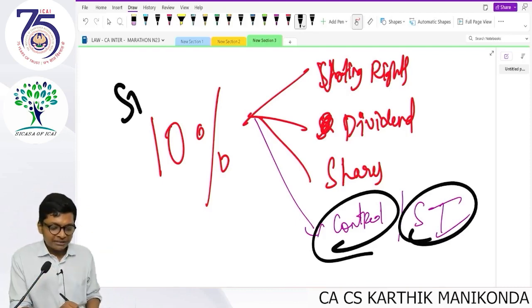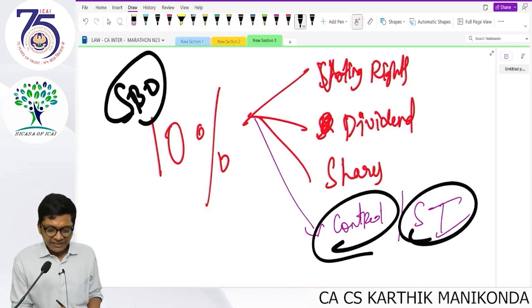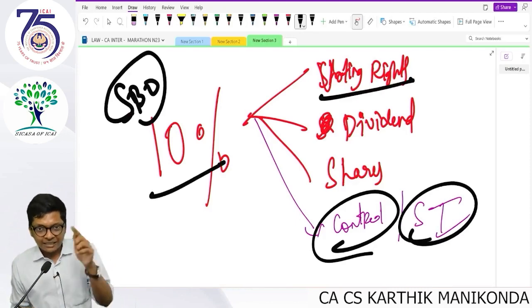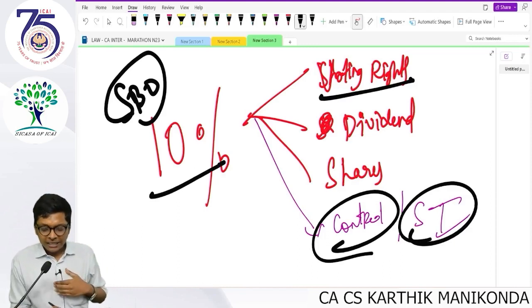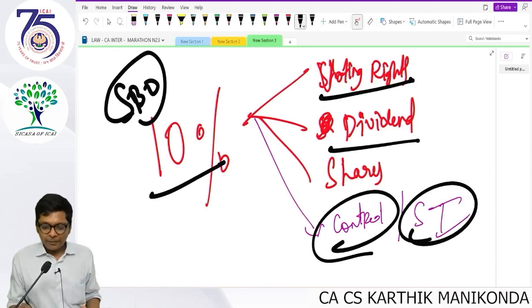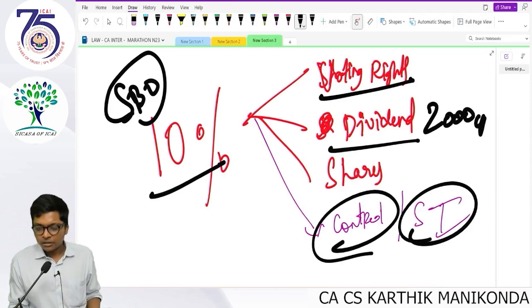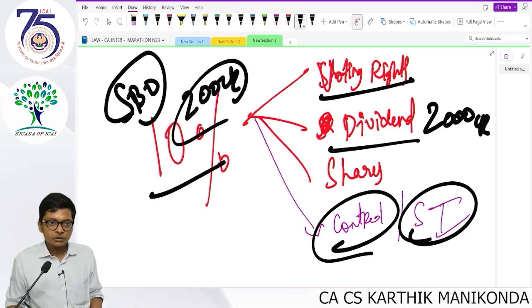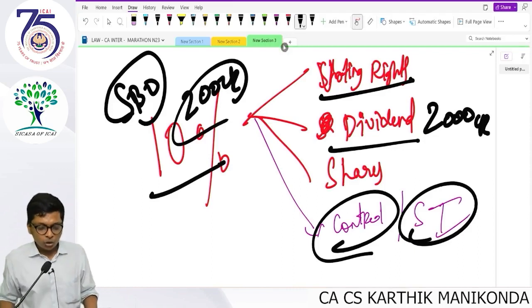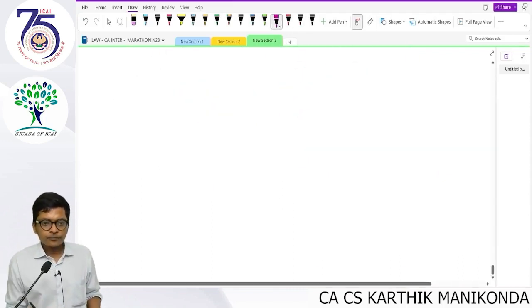So SBO is somebody who is having 10% of voting rights in the company or 10% of dividend he is receiving. A company declared 2000 crores dividend. In that Mohit received 200 crores. 10%. So what I will do now? So what I am doing?